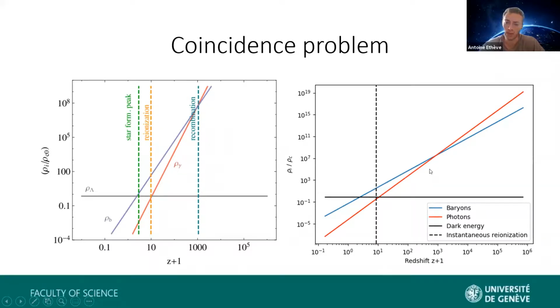So we have an equality between the photons and dark energy densities that happens almost at the same time as the instantaneous reionization, which is the time when half the universe is ionized. So it's not clear today whether these two events are related or not.